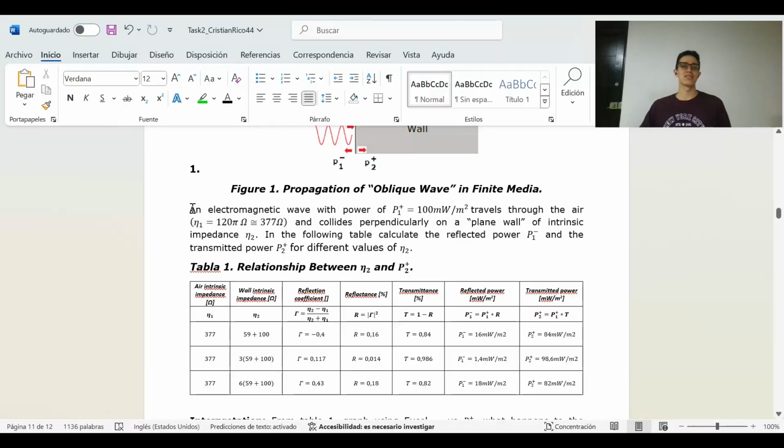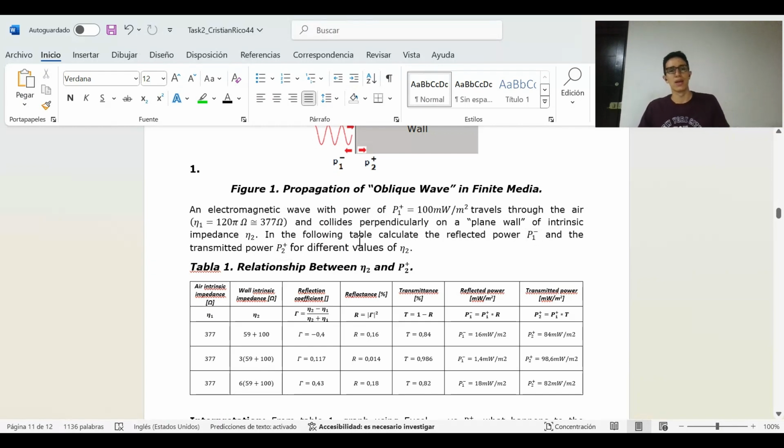Today, I will share with you my solution of task 2. The first exercise tells us that an electromagnetic wave with power of 100 travels through the air, N1 of 377 ohms, and collides perpendicularly on a plane wall of intrinsic impedance N2. In the following table, calculate the reflected power P1 minus and the transmitted power P2 plus for different values of N2.